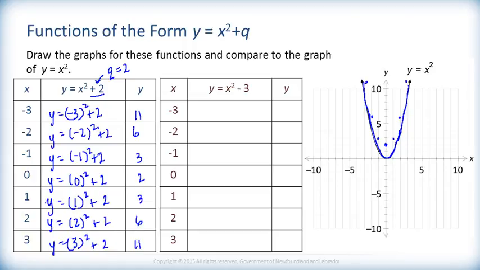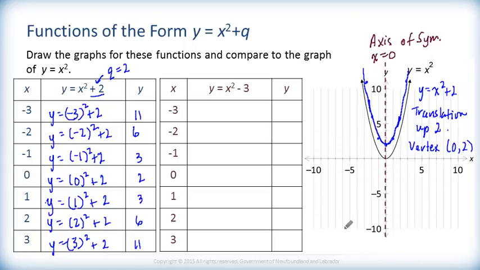So I've plotted the remaining points, and I've traced over the base graph y equals x squared. To get that graph to fit the points that I've plotted, I've got to slide it or translate it up 2 units, allowing for a little bit of roughness in my drawing. So I've plotted my points, I've translated my graph, and I've written in the information necessary here. The axis of symmetry, you notice, hasn't changed from the base graph.